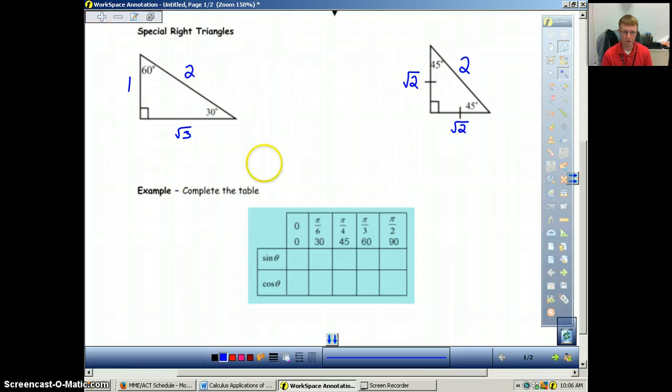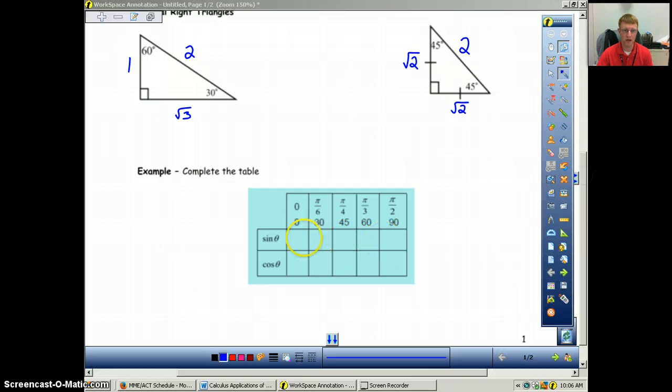So these are really the only two things, in my opinion, that you need to remember. You need to know what the 30, 60, 90 triangle sides are, and you need to know what the 45, 45, 90 triangle sides are. Because what that enables us to do is actually fill in this table down here, because we know that sine is opposite over hypotenuse. So we already talked about in section 7.3 what the sine of 0 would be.